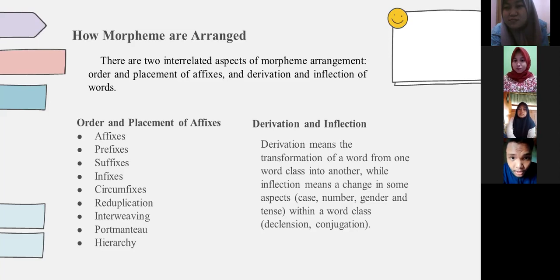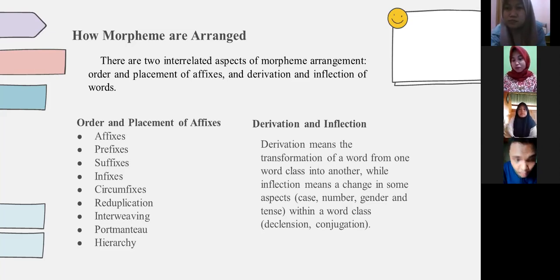There are two interrelated aspects of morpheme arrangement. First, the order and placement of affixes, and second, derivation and inflection of words. Order and placement of affixes: affixes are categorized by where they attach to base morphemes. For English, this is pretty straightforward. Let's take a moment to survey some of the range of possible ways that affixes can attach to bases.